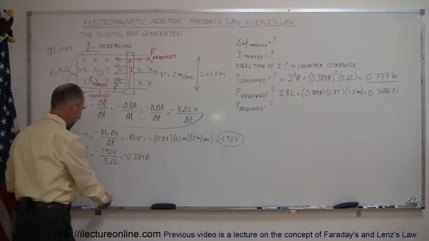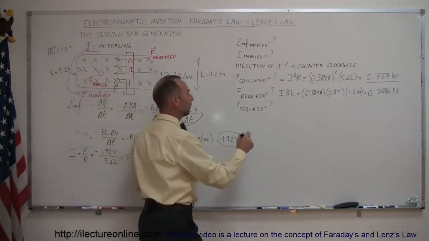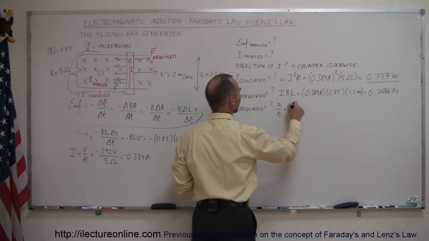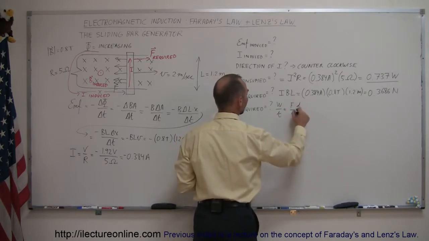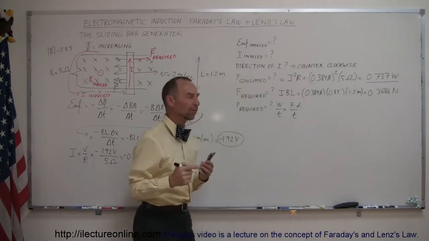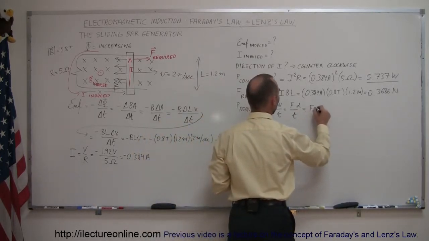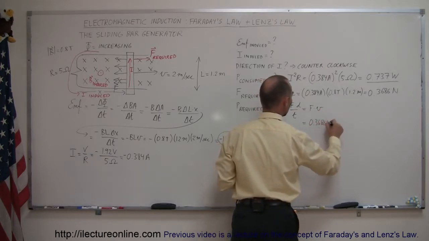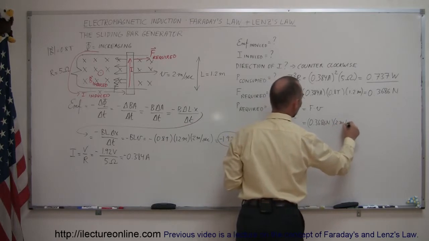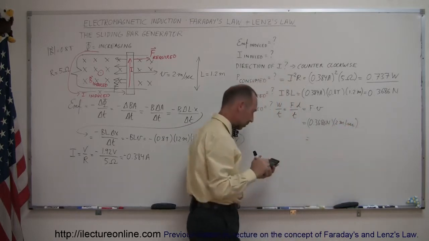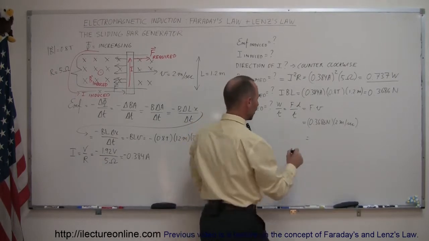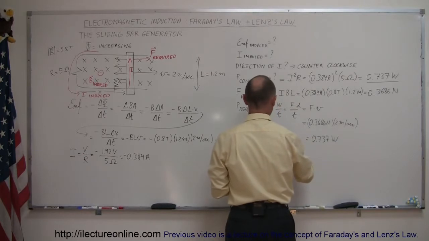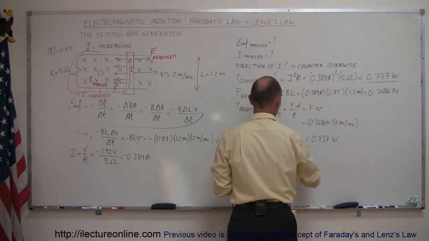So what is the power required? Well, the power required is equal to work done over time, and the work done is equal to force times distance over time. And of course, distance over time is the same as velocity, so it would be equal to the force times the velocity. In this case, the force is 0.3686 newtons, and the velocity is 2 meters per second. And when we multiply that times 2 equals, we get 0.737 watts. So that's the power required to move the bar to the right.